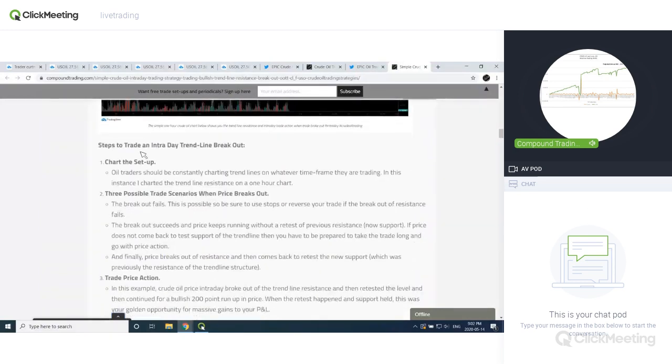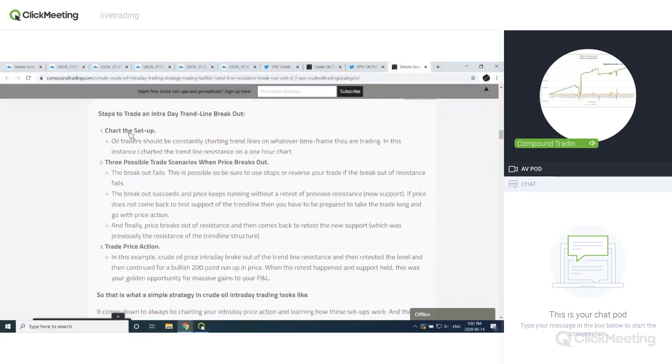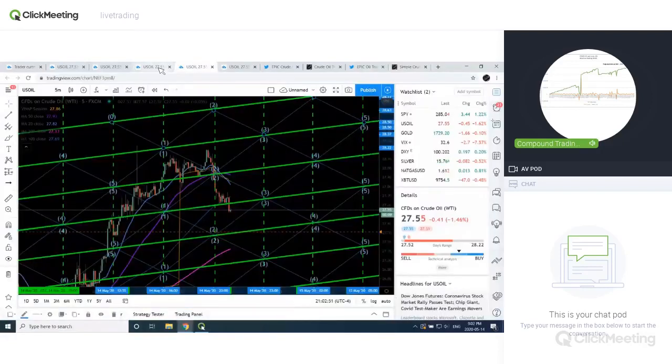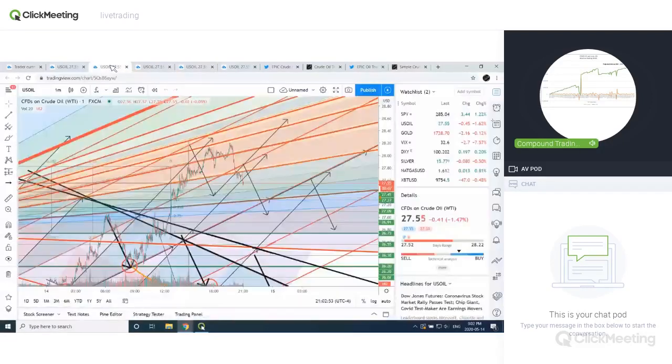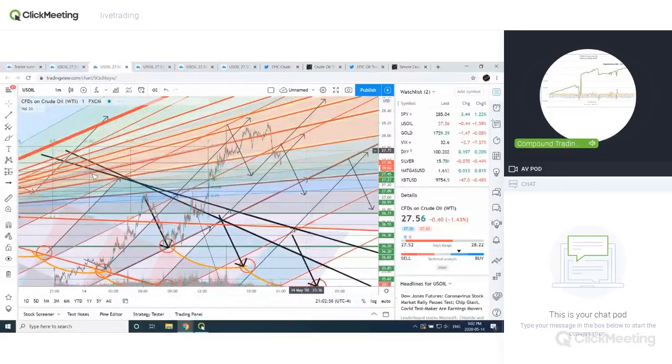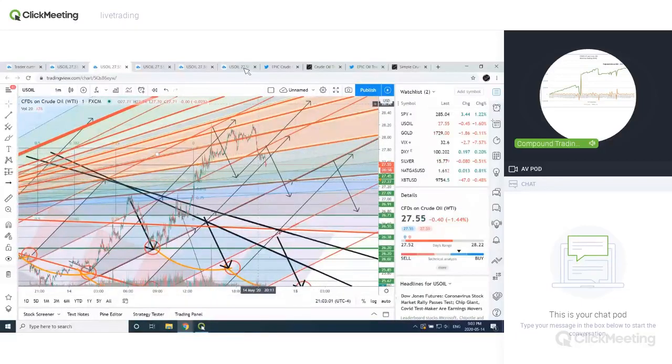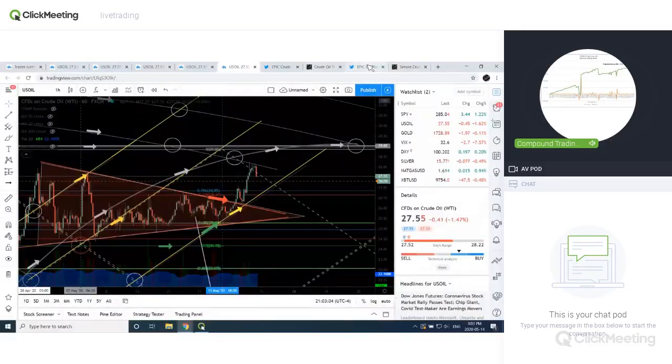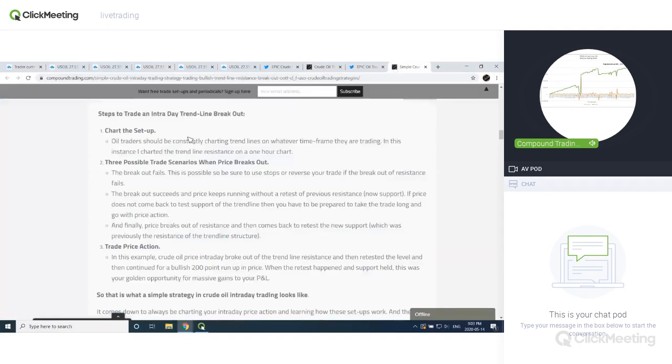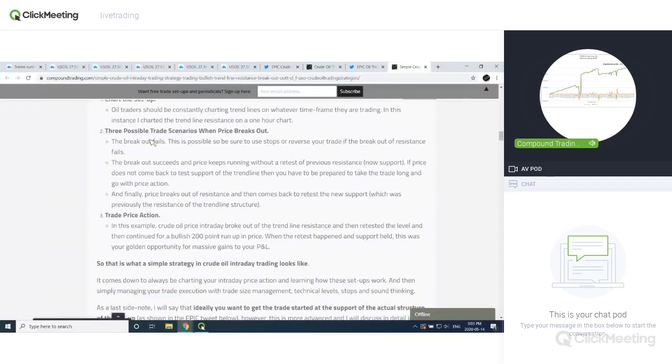So anyway, those are the 3 different ways. So steps to trade an intraday trendline breakout. First of all, charting. So I've got massive doodles all day long. Here, I'll show you. Where's my doodle? Here's my doodle chart. These are all trend lines, right? Now there's a fib fan in here and all kinds of other stuff, but I want to know what's going on and I want to be able to identify the simple setup, right? So oil traders should always be working their trend lines, really important on whatever time frame you're trading.